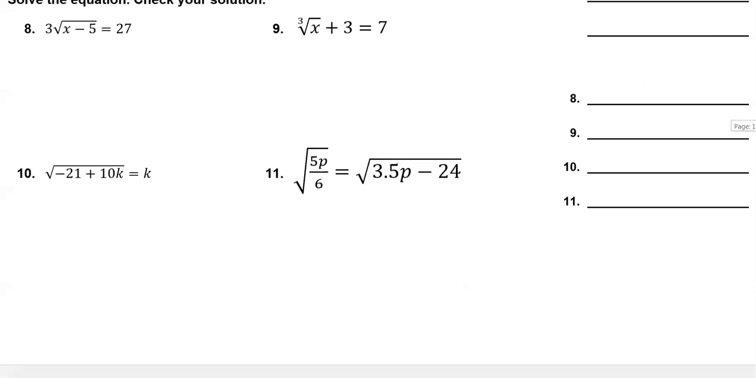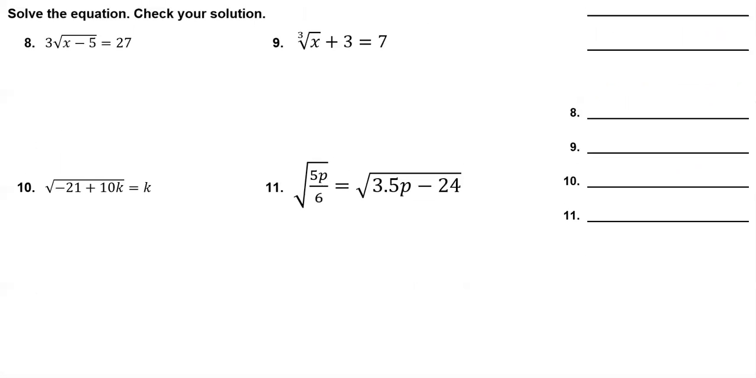Okay, solve the equation and check your solution. Cool. Well, we have 3 times the square root of x minus 5 is equal to 27. Whenever we are solving an equation with a square root that has the variable in it, we first want to get that square root by itself as best we can. We divide both sides by 3, and I get the square root of x minus 5 is equal to 9.